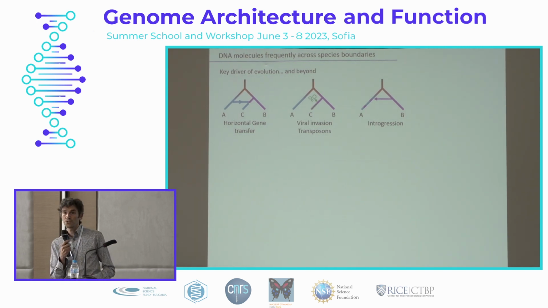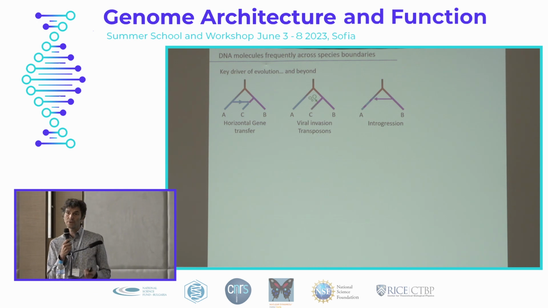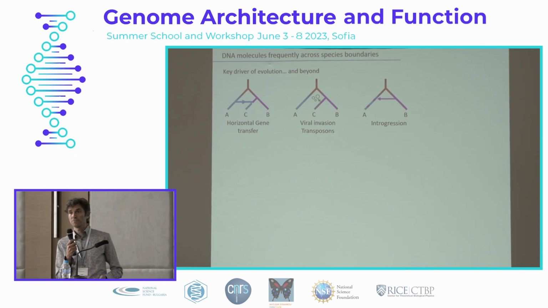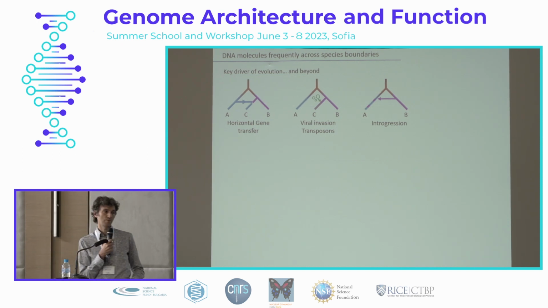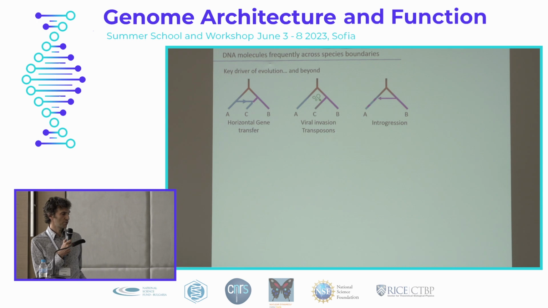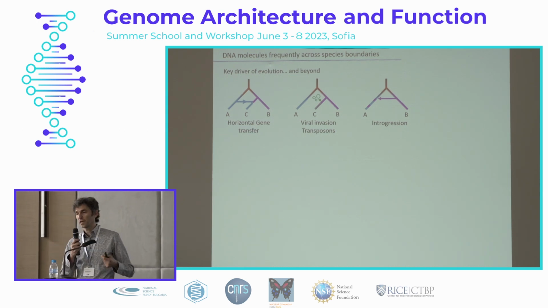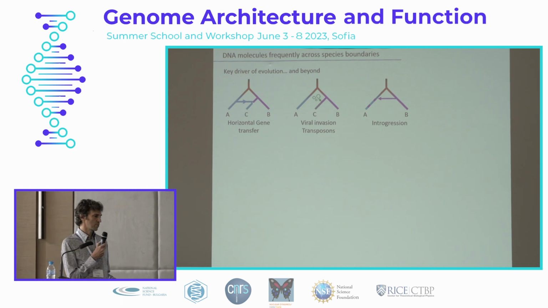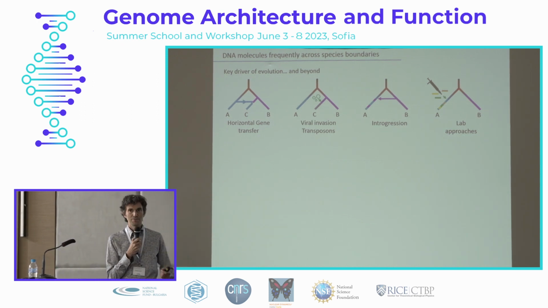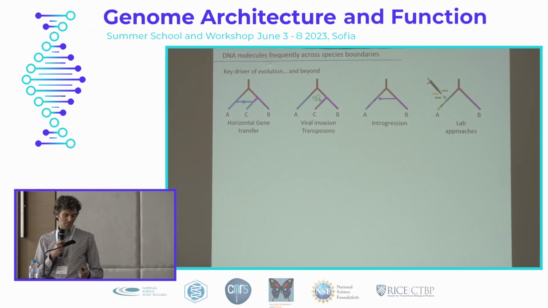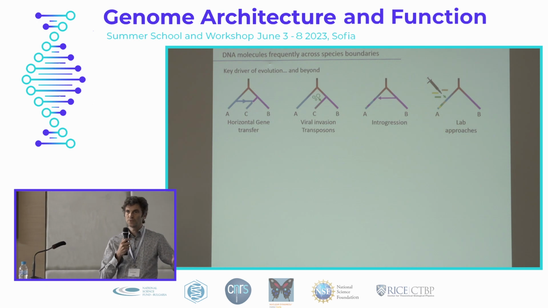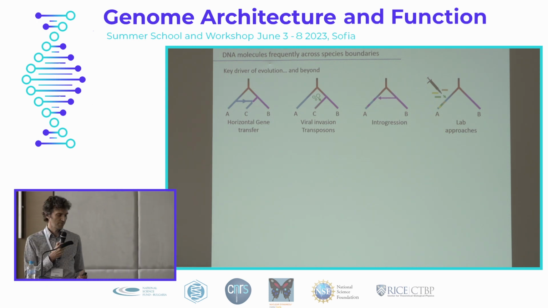For instance, horizontal gene transfer, when DNA is exchanged from one species to another, either prokaryotes to prokaryotes or prokaryotes to eukaryotes. You can also have viral invasions, transposons, waves of transpositions. You can also have introgressions, when large pieces of chromosomes are exchanged between two different species. All these events combine to make genomes more complex over time. And of course, there are also lab approaches where you can just inject DNA from one species into another. That happens all the time. And now with the field of synthetic genomics, synthetic biology, people are injecting large pieces of DNA all the time in genomes of different species.